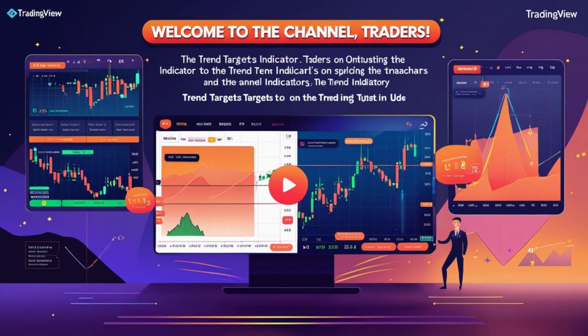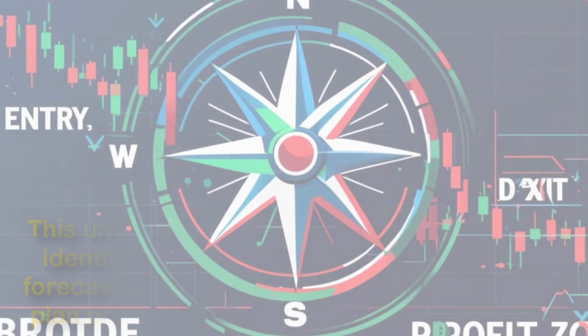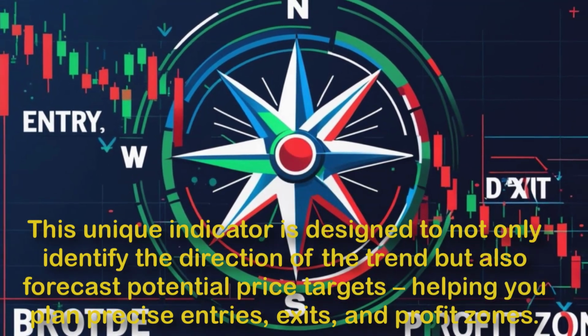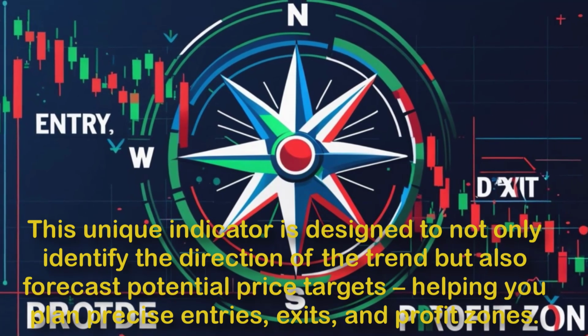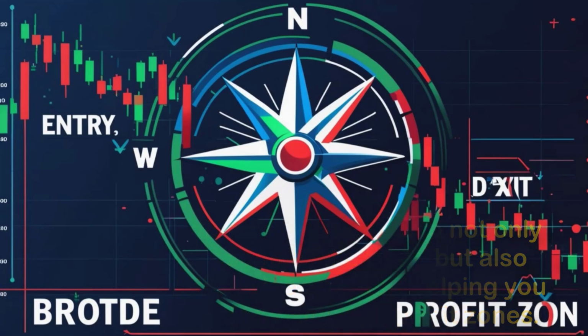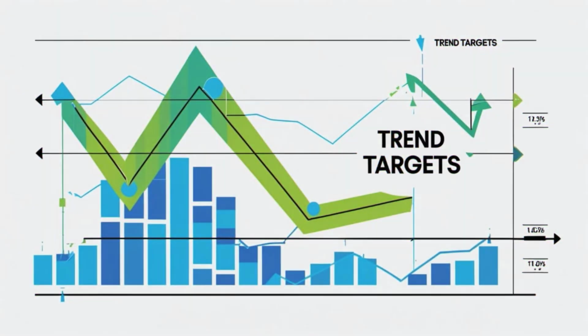In this video, we're diving into one of the most powerful trend-following tools on TradingView, the Trend Targets Indicator. This unique indicator is designed to not only identify the direction of the trend, but also forecast potential price targets, helping you plan precise entries, exits, and profit zones. Once added to your chart, the Trend Targets Indicator automatically highlights key zones where price is likely to react, giving you a visual roadmap of the market structure.